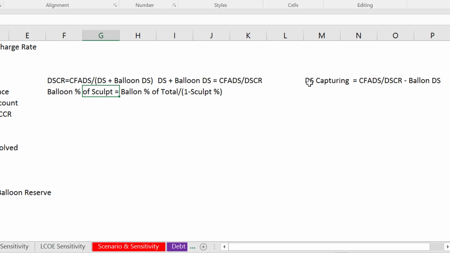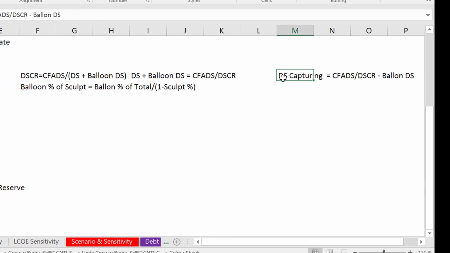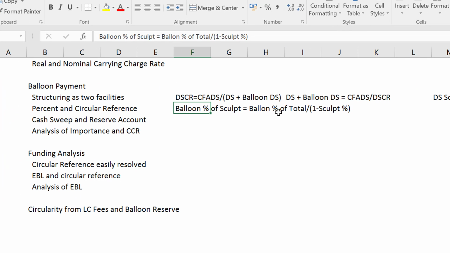And then the other formula we really need is that, if we're going to have a 15% balloon payment, we know the present value of the debt service from, I'll call this the sculpting facility, I'm changing my names in midstream here. The present value of that debt service I'm going to call the sculpt, and if it's a 15% balloon payment, but we want the percentage of the balloon payment, then we're going to have to take the 15% divided by 1 minus the 85%, and so on.